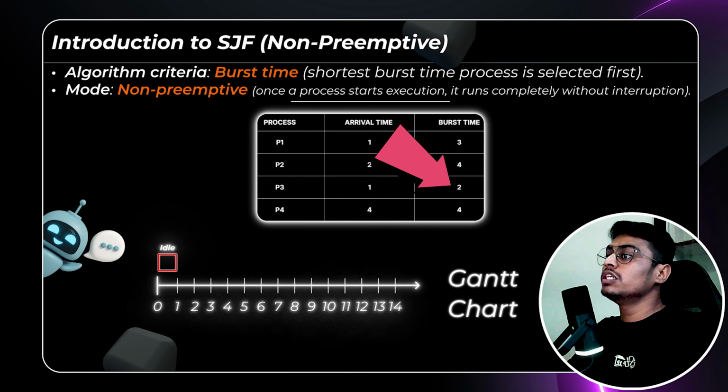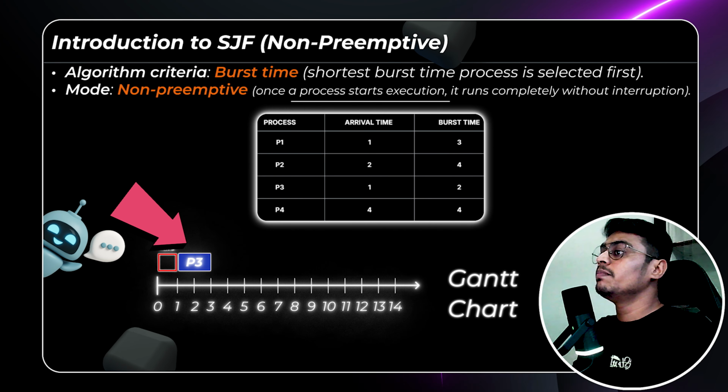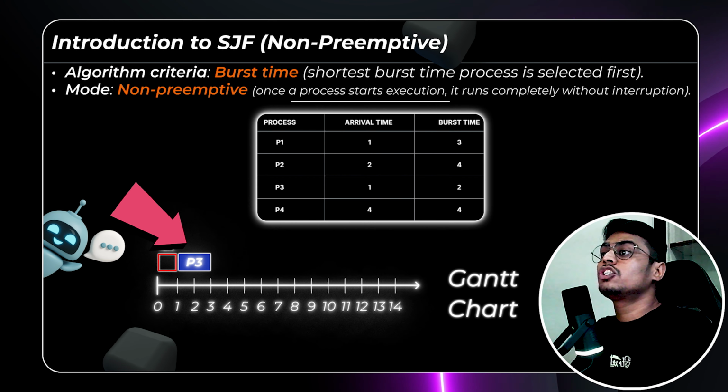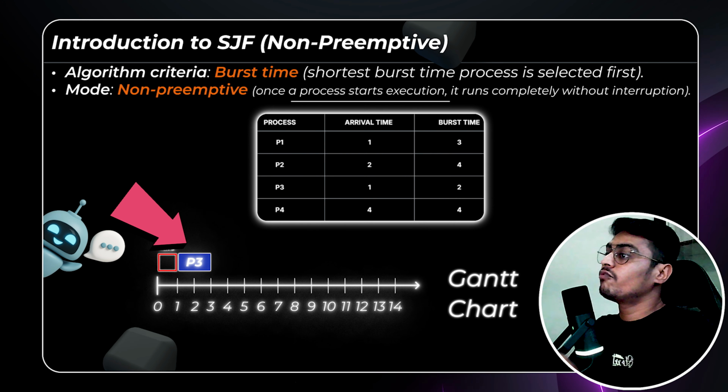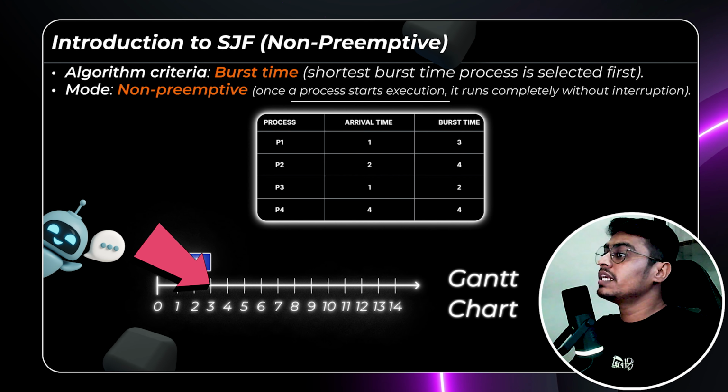Now the mode is non-preemptive. This means it has to execute completely. Executing completely means its execution time is 2, so we execute it for 2 time units. We are at 1 and it will take 2 more units of time. So 1 plus 2, then it will become 3. So at 3, P3 got executed completely. Now we are at time 3.